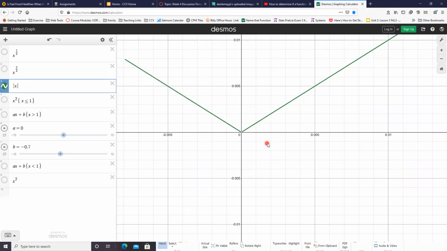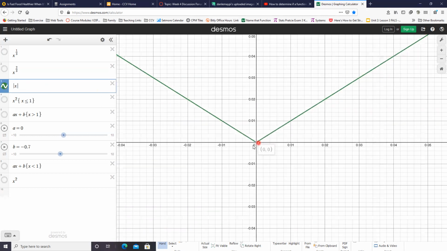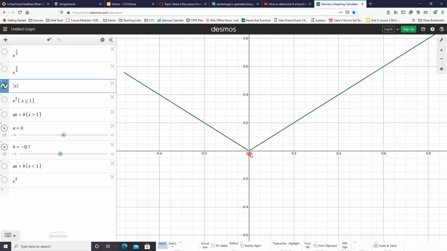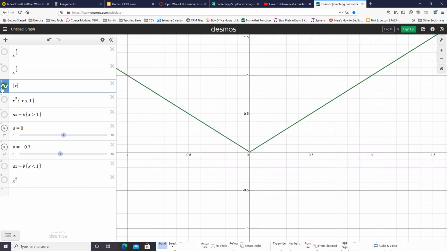Let's zoom out and try that cusp function here. I wish there was a fast way to zoom out on this. Probably there is, and I just don't know what it is.